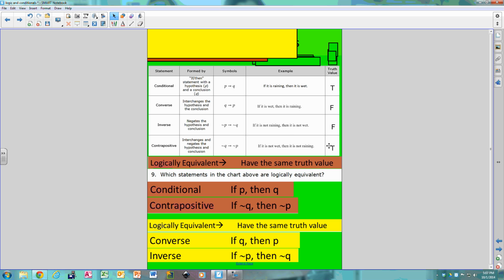Now they can all be true. Sometimes they can all be false. So these over here, the truth values don't always have to be true, false, false, true. It's just the first and the last have to be the same, and the middle two have to be the same.